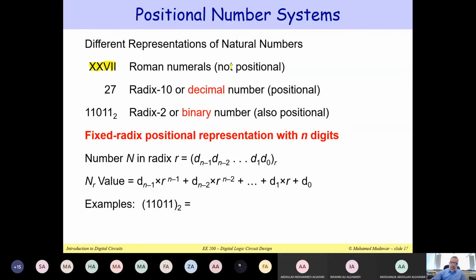Now, this number system is not positional. So it does not really matter whether the X appears here or here. In both cases, this X is 10 and this X is also 10.